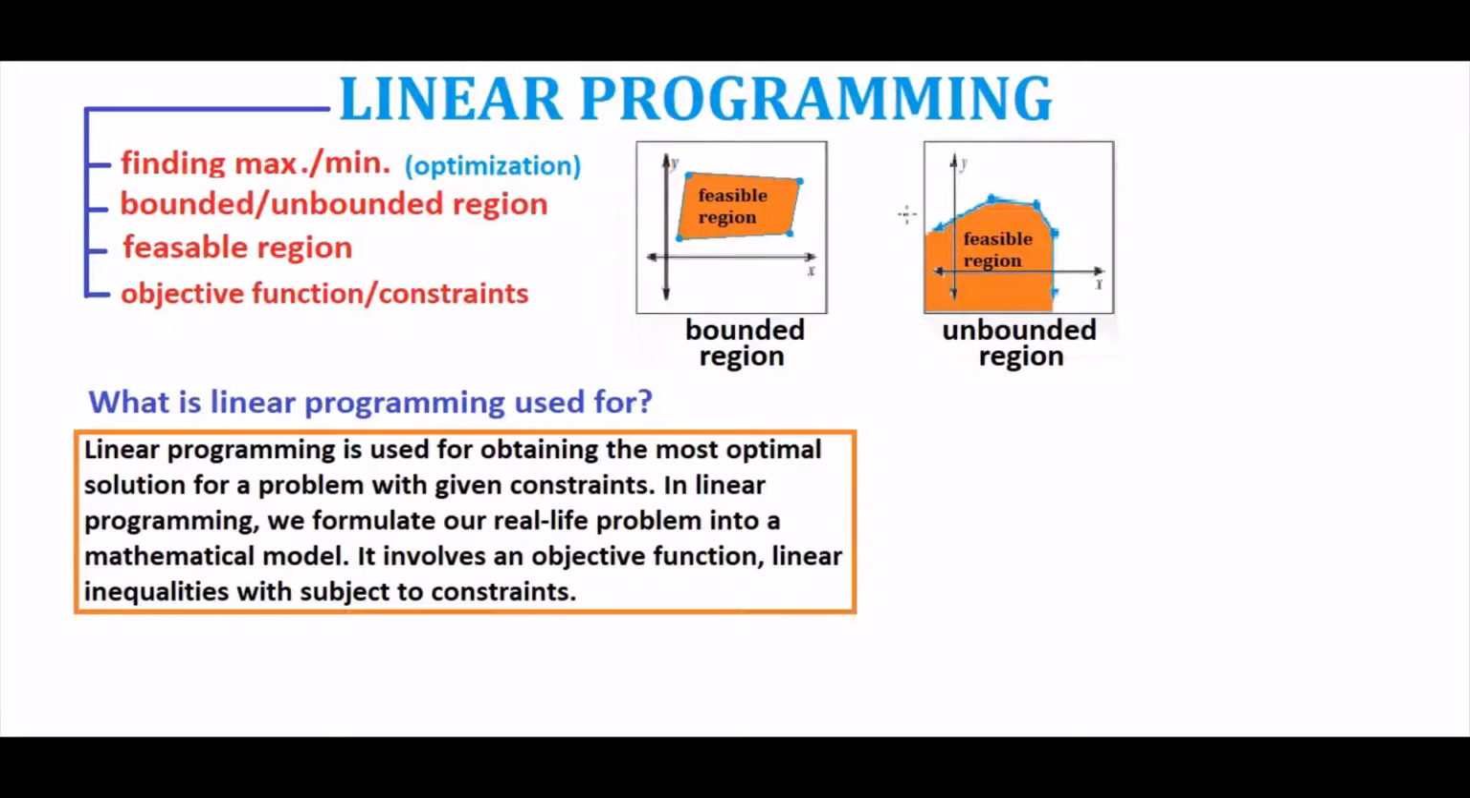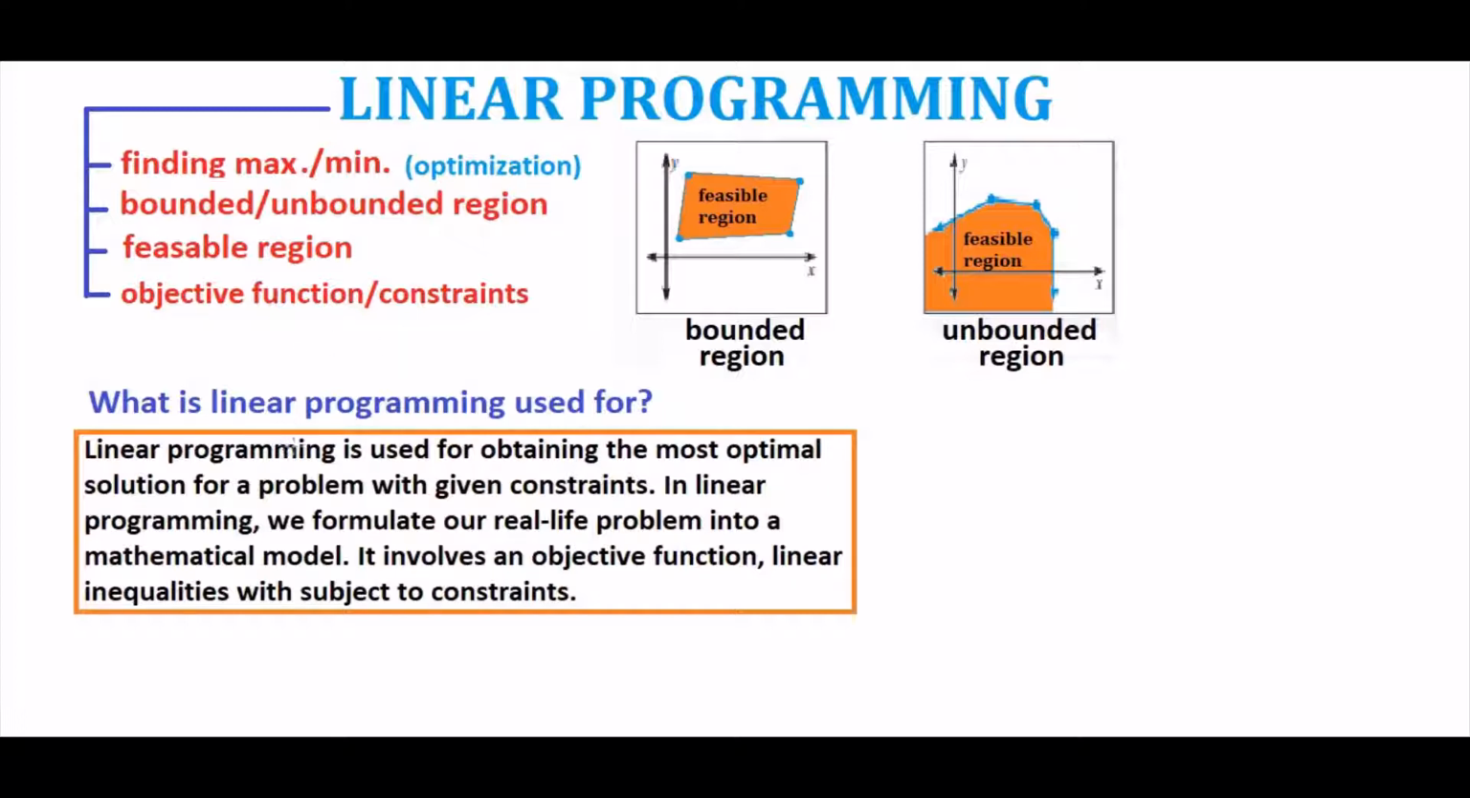Hello everybody. In this video we're going to focus on linear programming. Linear programming is a way of optimization. So we're going to see how we're finding the maximum and minimum. We're going to determine the bounded and unbounded region. We're going to decide the feasible region, which is our solution set. And we're going to find the objective function and constraints.